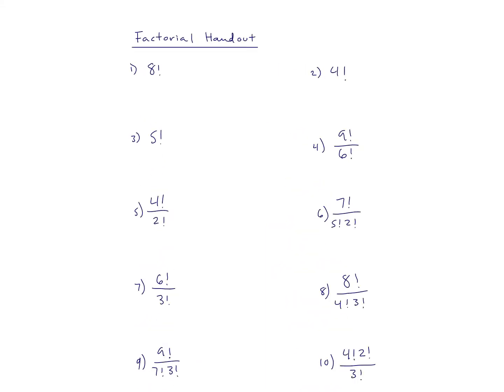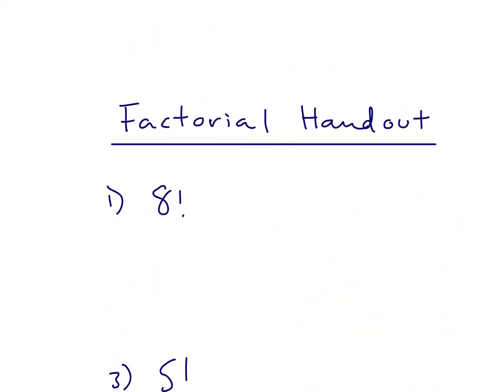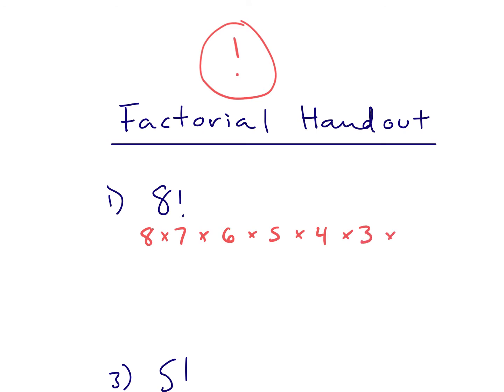Alright, so factorials are this little exclamation point that we have here. When you take the factorial of a number, you're multiplying that number times every number that comes before it. So 8 factorial is 8 times 7 times 6 times 5 times 4 times 3 times 2 times 1. But 1 times anything is just itself, so you don't really need to multiply the 1.